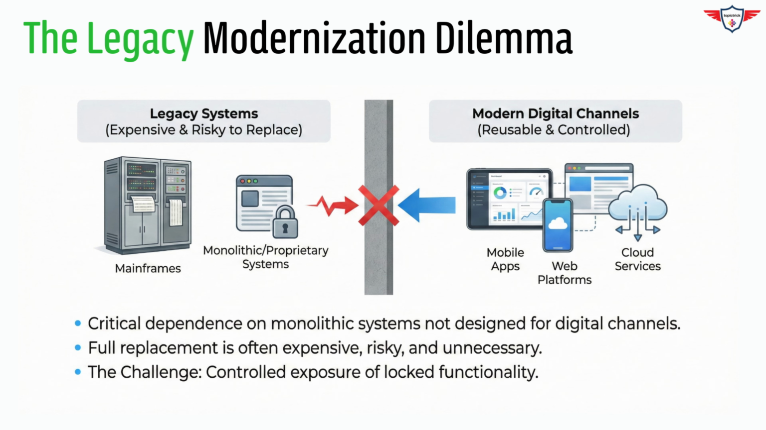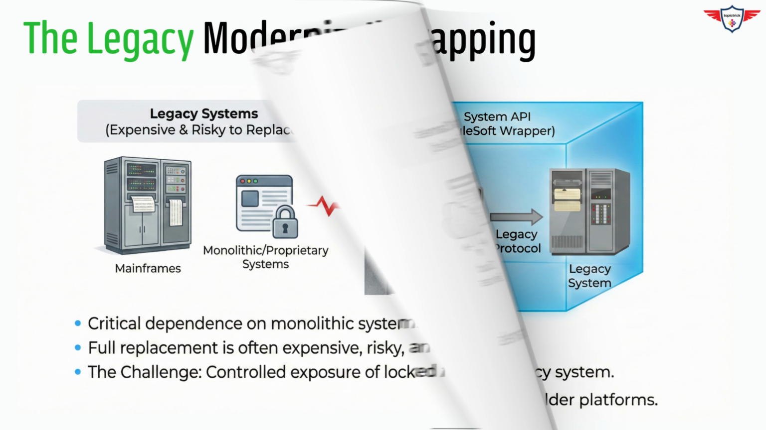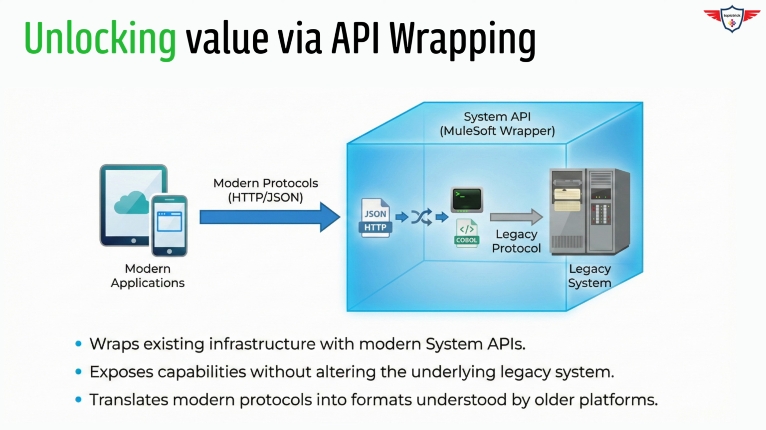MuleSoft enables legacy modernization by wrapping existing systems with APIs. System APIs expose legacy capabilities without requiring changes to the underlying system. These APIs can translate modern protocols like Hypertext Transfer Protocol and JavaScript Object Notation into formats understood by legacy platforms. This allows new applications to interact with old systems as if they were modern services.